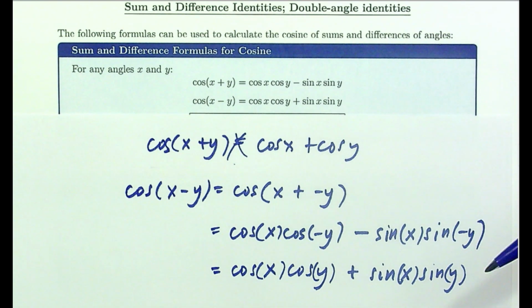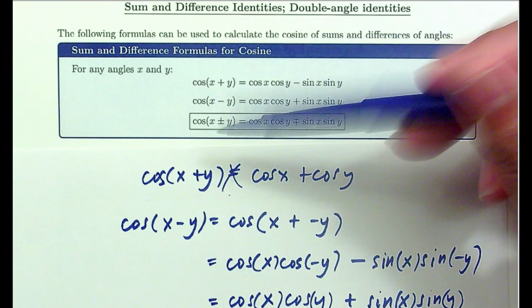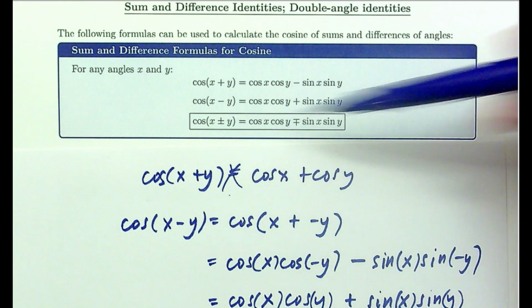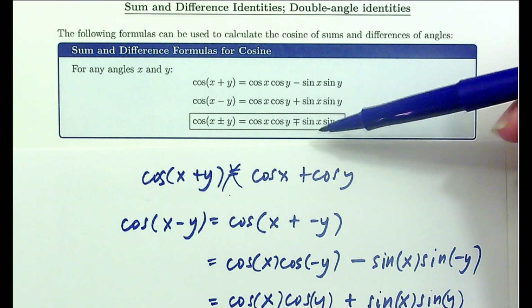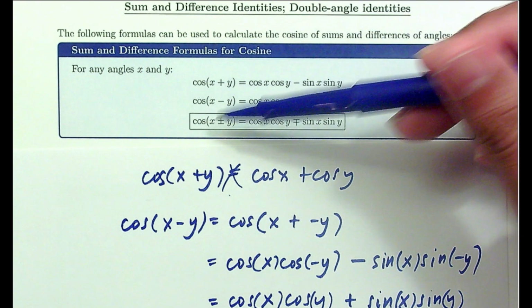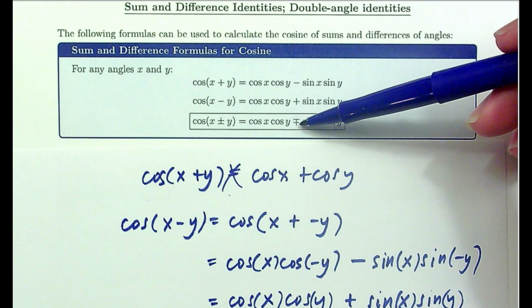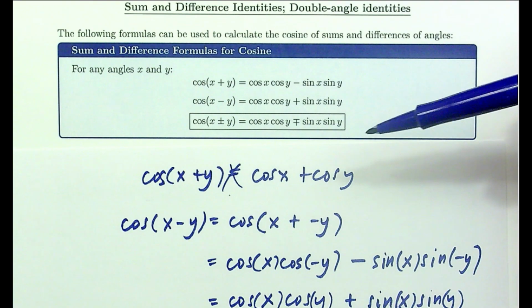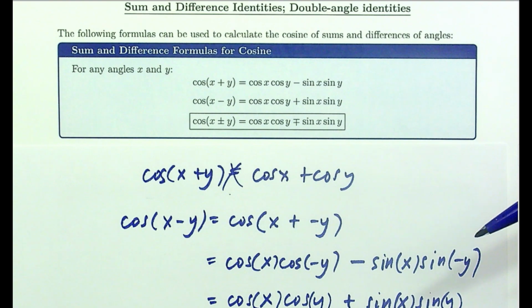Both of these formulas are usually just abbreviated into a single formula written like this. Cosine of x plus or minus y equals cosine of x, cosine of y, minus or plus sine of x, sine of y. And you see the signs are here inverted. What that means is that if this one is positive, then this one is negative. And if this one is negative, then that one is positive because they are opposites. So that's one way of simplifying both formulas into one.